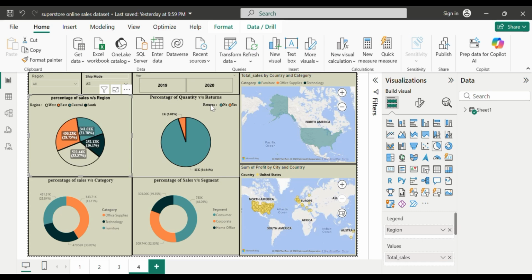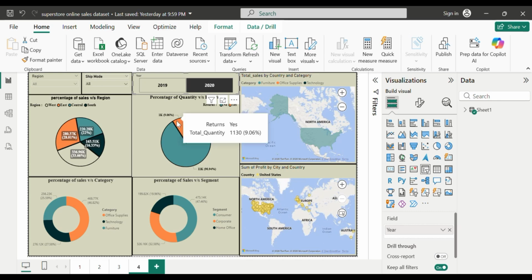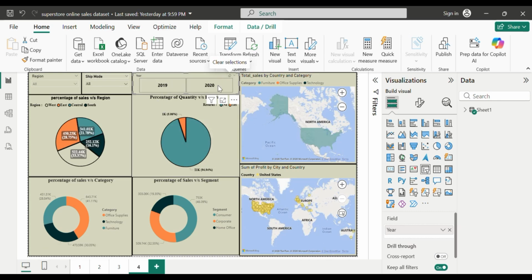Then the returns came for 1130. This is the total percentage, 5% of items returned. In 2019 no orders were returned, but in 2020 it came to 9.6%, 1130. Over the 2 years added, just 5.6% of the total product quantity was returned.